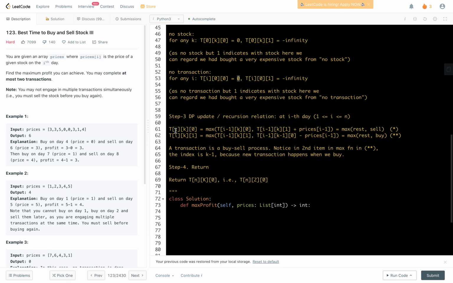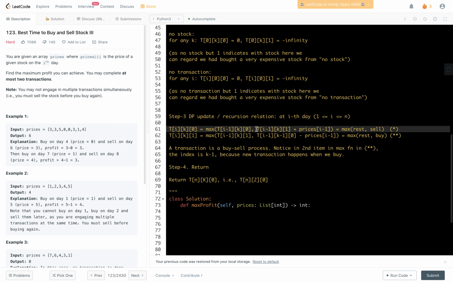Here let's first look at equation star. T[i][k][0], in other words, the maximum profit at the end of day I if we end with no stock. This can have two sources of possibilities. First, at day I-1 we do not hold stock, and then we just choose to rest or do nothing at day I. This is the first term in the max argument.